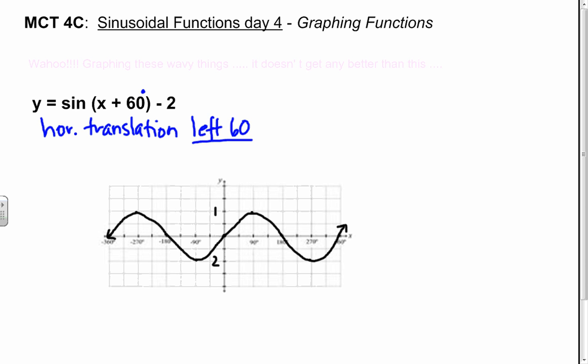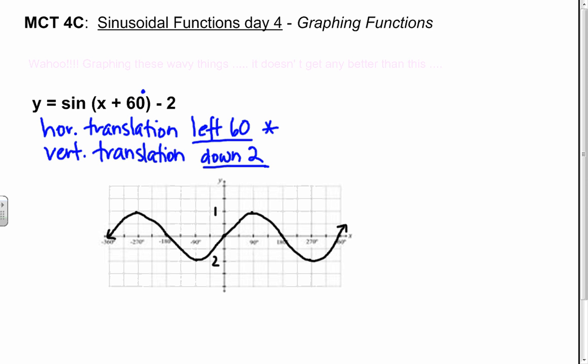Then I notice the -2, and it's outside away from the x value, so that's going to be a vertical change. And because it's an add or subtract, it's also a translation, so that's from 2 days ago. And it is, as you think, down 2. So my two changes are left 60 and down 2. Then I can start to draw. I'm going to do it in two different parts. I'm going to do the left 60 first.